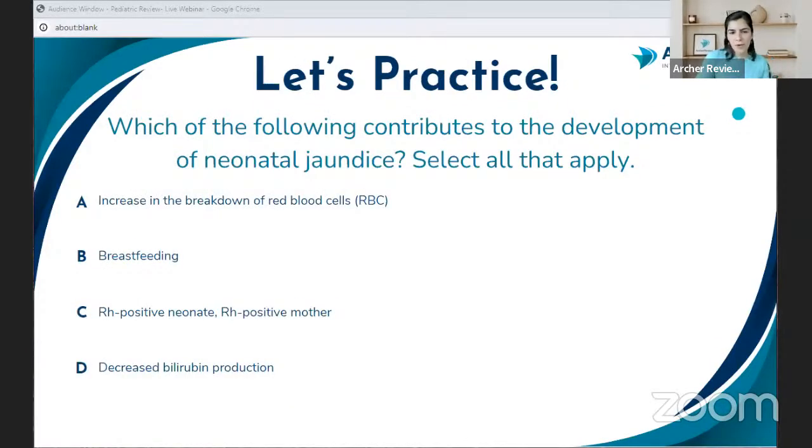All right, so get your chat box open. Let's do a little practice question, see if you were paying attention. Which of the following contributes to the development of neonatal jaundice? Select all that apply. Is it A, increase in the breakdown of red blood cells? B, breastfeeding? C, Rh positive neonate, Rh positive mother? Or D, decreased bilirubin production? So go ahead and put your answers in the chat. I know you were listening, so you're going to get this.